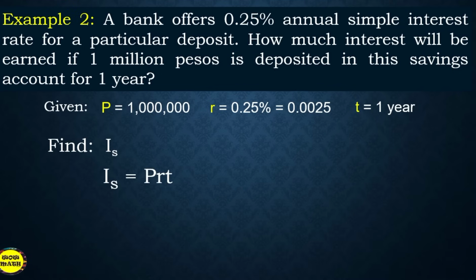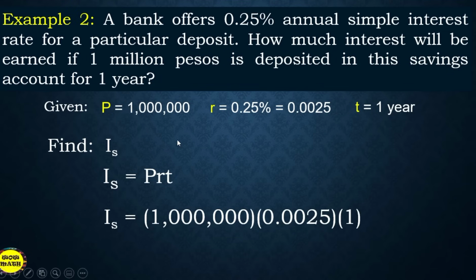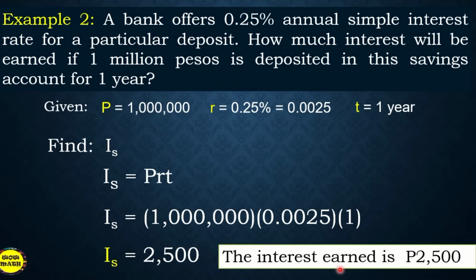So, anong hinahanap natin? Interest. So, using the formula, I is equal to PRT, then multiply all the given values, 1 million times 0.0025 times 1. So, the answer is 2,500. So, therefore, the interest earned is 2,500 pesos.